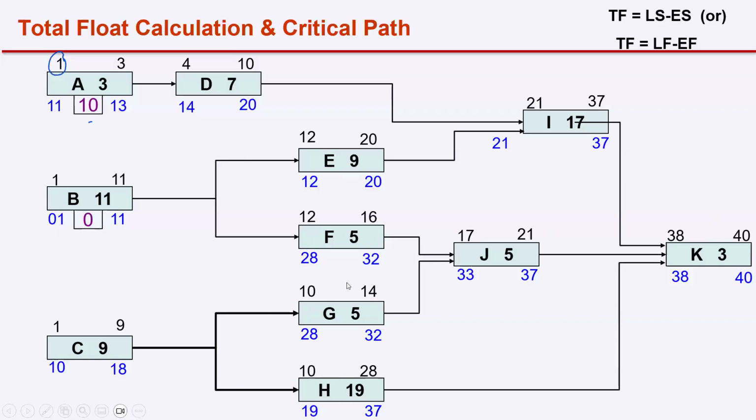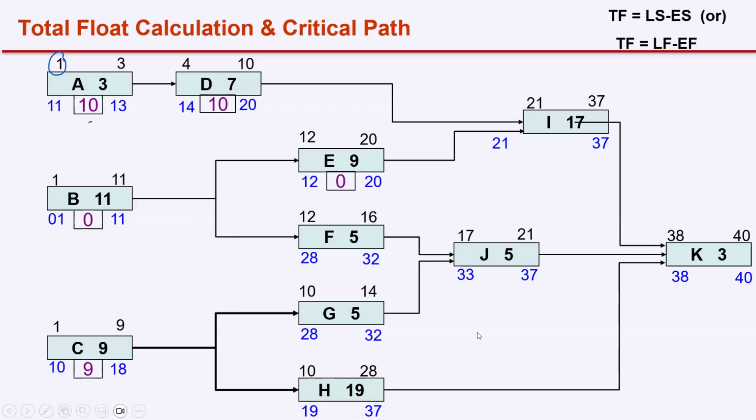Okay, one more question, then I'll show the answer for the total float of all the activities. What will be the total float for activity C? You understood the concept? It's just applying the formula. So 9 and 9, what about this? So it will be 10 minus 1 or 18 minus 9, 9. All of you are writing the correct answer.